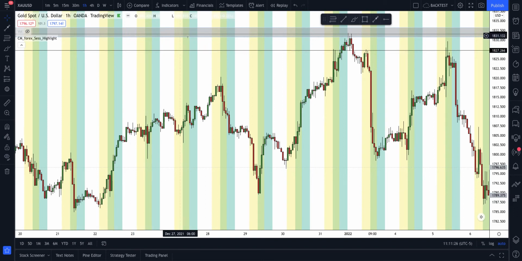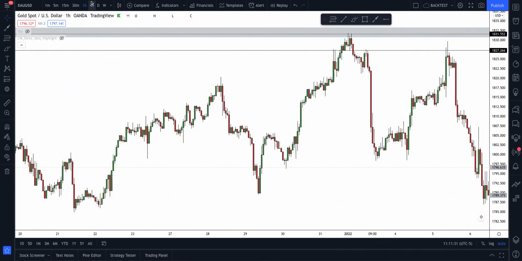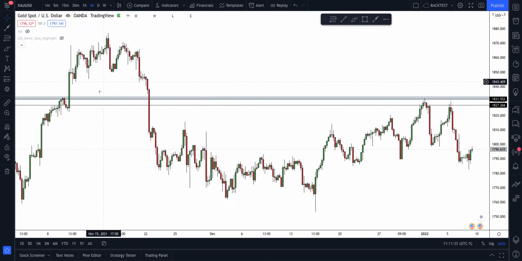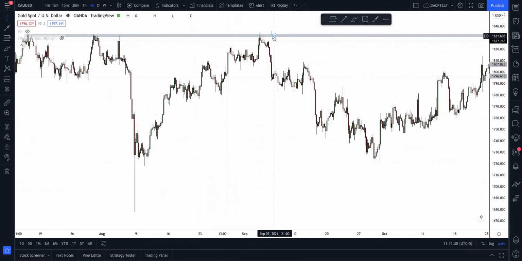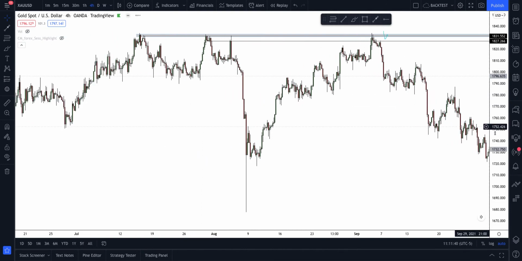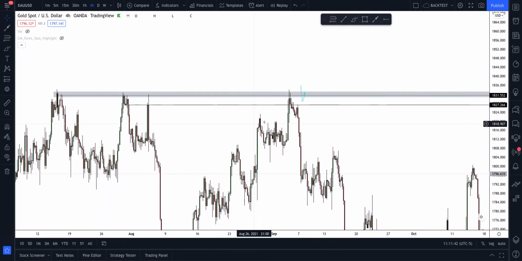So this zone came from all the way July 2021, which is here, and this was my supply zone. This was my supply zone, and at the same time, why I draw this one was this was a strong holding support or break and retest, which is right here.